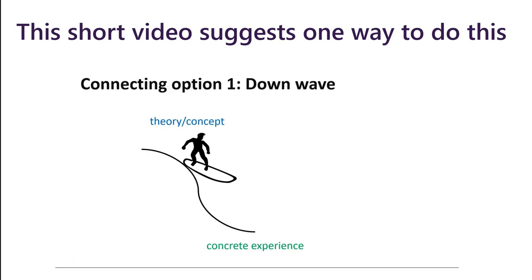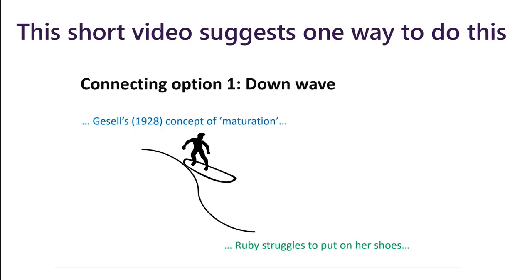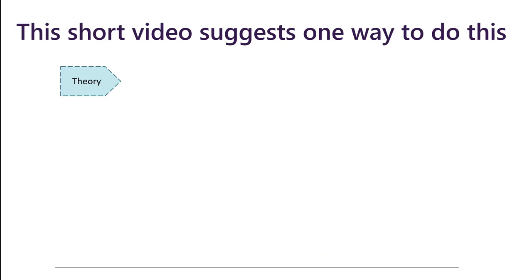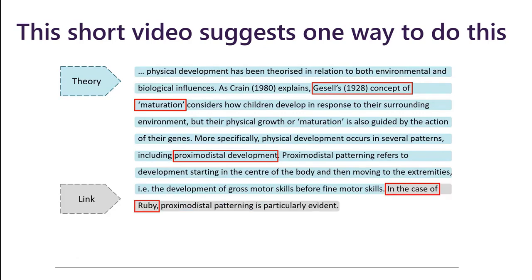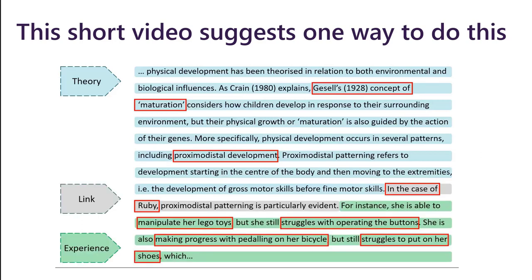This wave starts with theory and then shifts down to concrete experience. For example, here the concept of maturation is connected to Ruby and the example of putting on shoes. So, the theory comes first in this example. Then a link is made to a child's experiences. The experiences that are described focus on details of the child's physical development. This is a good example because the writer clearly matches concrete examples with theory.